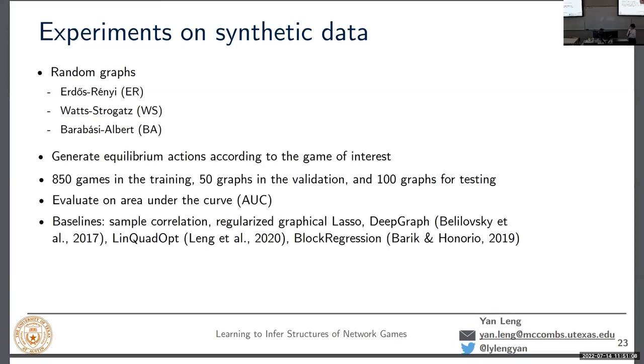And then we generate equilibrium actions according to the game of interest. I will show results for each of the games. In our setup, we have 850 games in the training set, 50 in the validation set, and 100 in the test set. We evaluate with AUC, the typical metric. In terms of baselines, we have simple correlation, regularized graphical lasso, and deep graph. And also two optimization-based methods, our previous method and also Barik and Honorio.